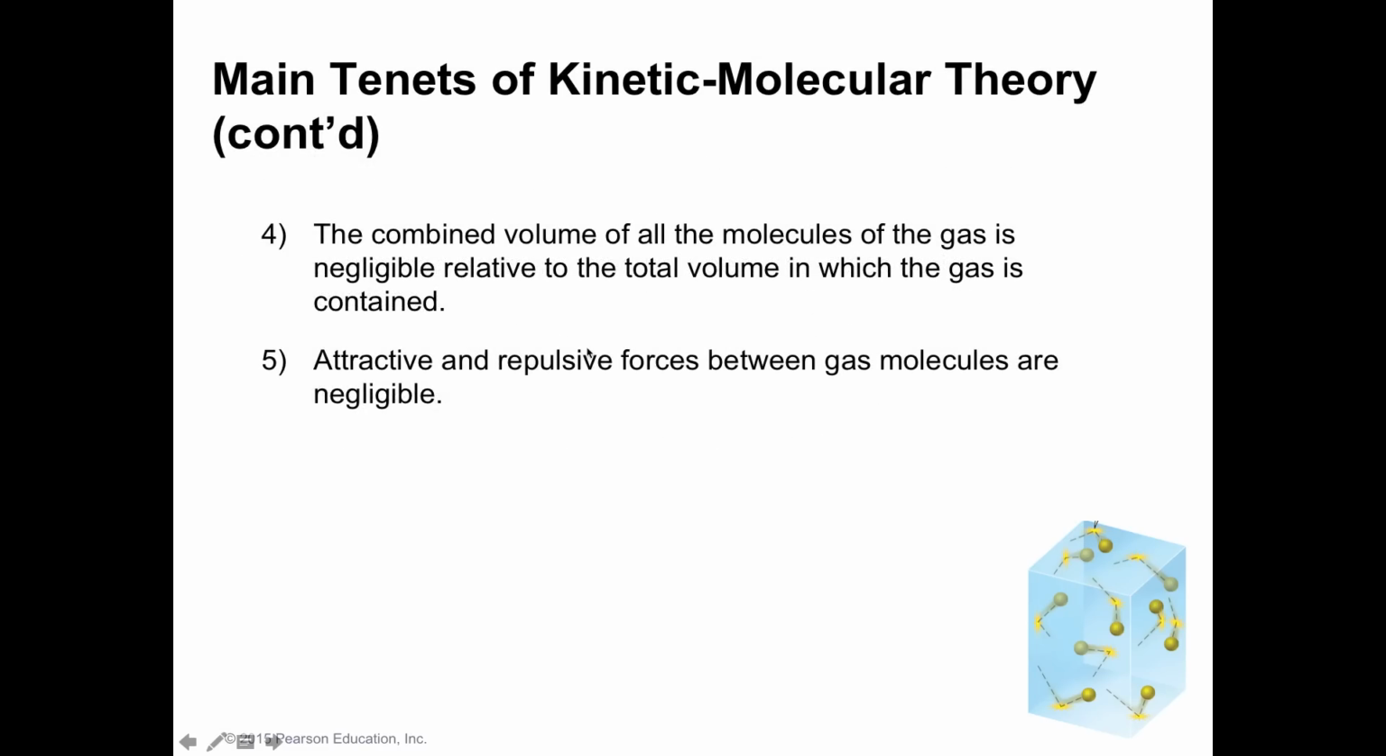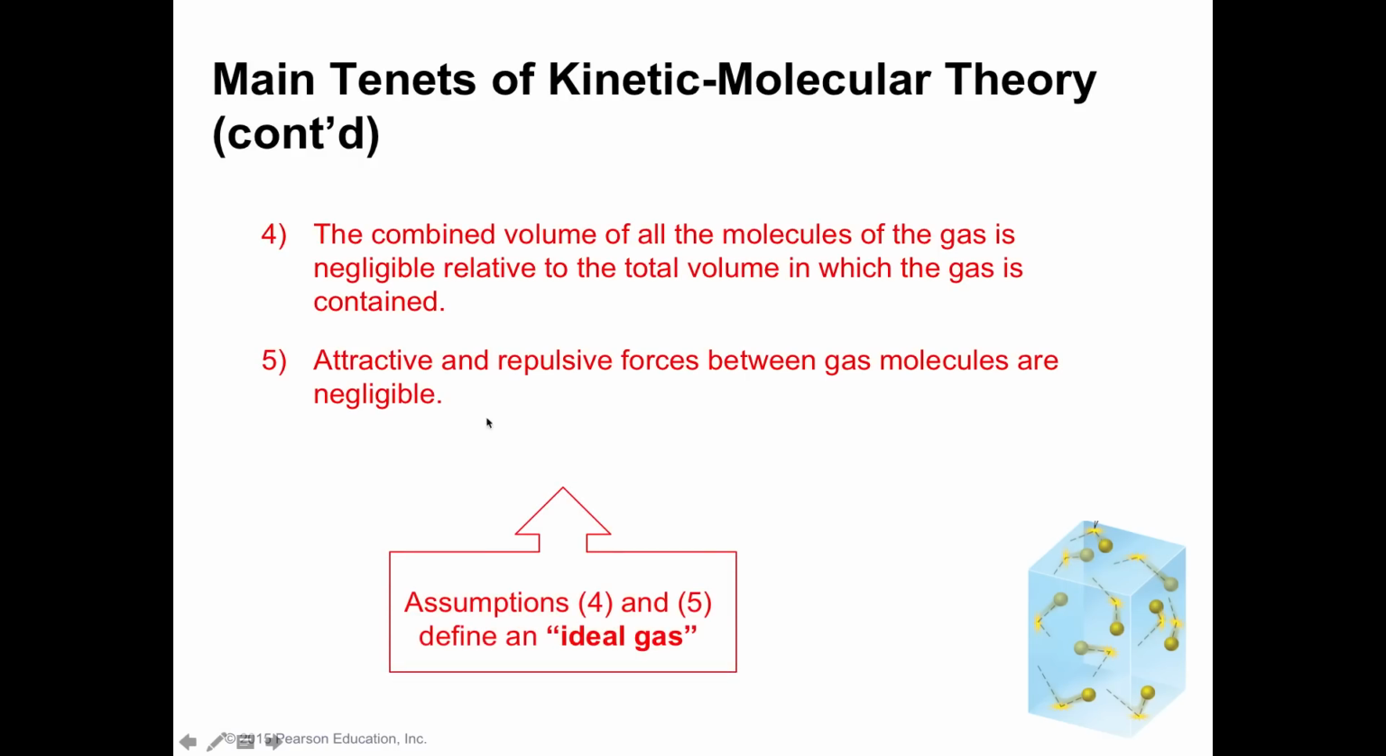Finally, here are the last two main tenets of the kinetic molecular theory. We make two big assumptions. We assume that the combined volume of all the molecules is negligible compared to the total volume of the container. So the molecular volume is tiny compared to the container volume. And secondly, the fifth main tenet, we assume that attractive and repulsive forces between gas molecules are negligible. So apart from bumping into each other, they don't attract or repel one another. These two assumptions are what define an ideal gas. So the equation PV equals nRT holds for any ideal gas, and that makes these two big assumptions.